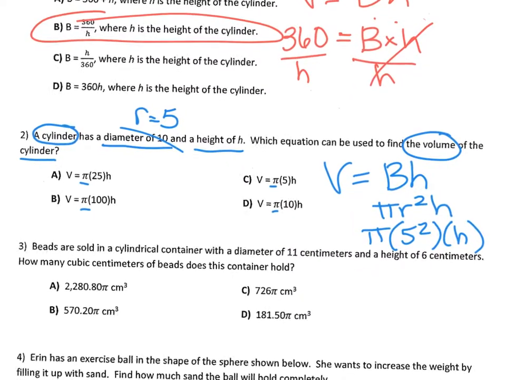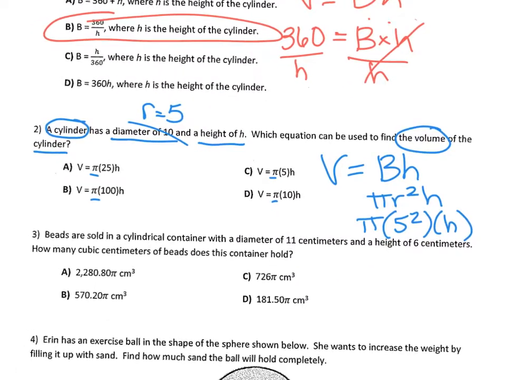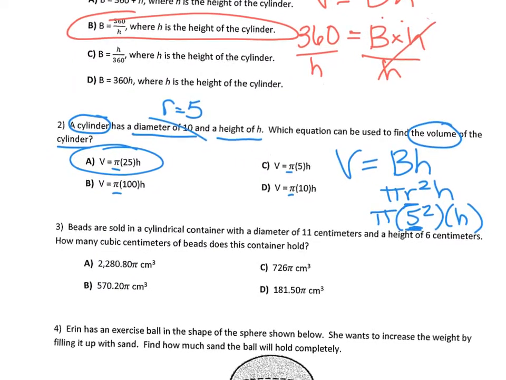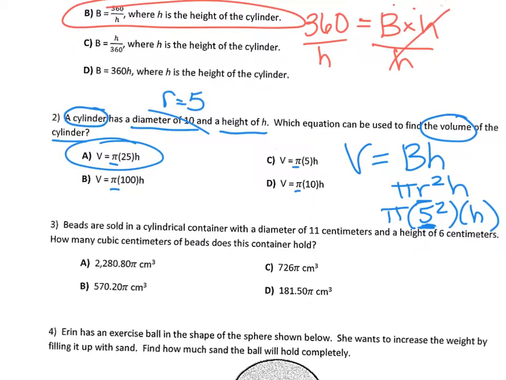We think it's C, but what's wrong with C? R squared. Oh, it's not squared. That's just R. I think it's A. So yeah, 5 squared should be 25. If that C had the squared above it, if it said 5 squared, then that would be right. But since it just said 5, we want to go with A.